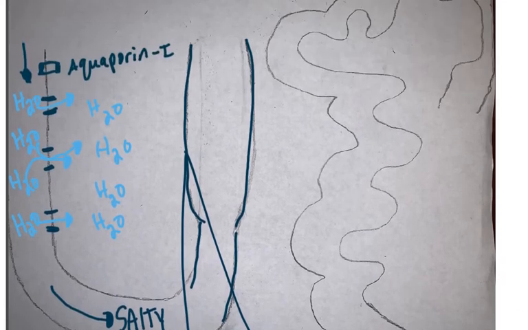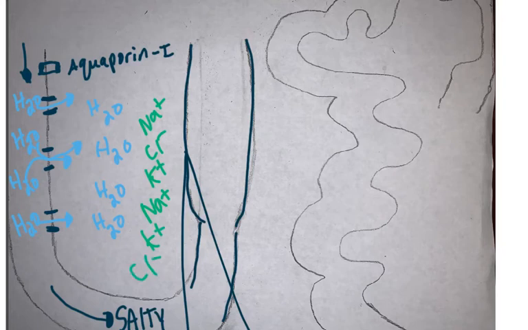What this is going to result in is a bunch of sodium, a bunch of chloride anions, and a bunch of potassium building up here. That's why they say the renal medulla is super salty. The loop of Henle is in the renal medulla, and it's very salty because of all these solutes.